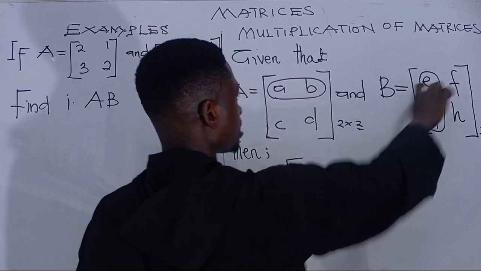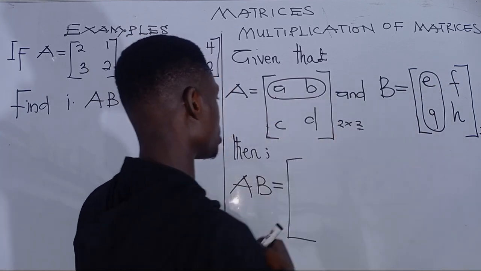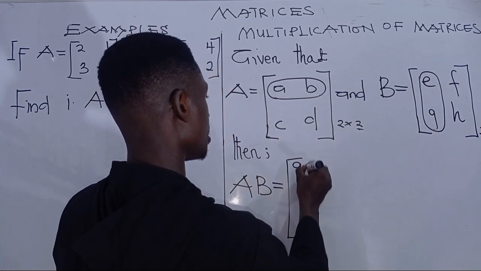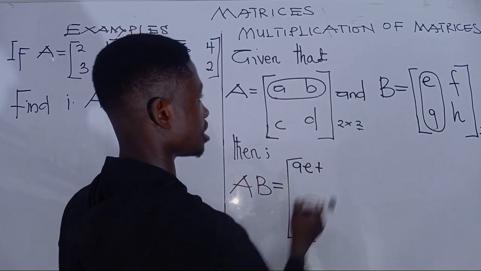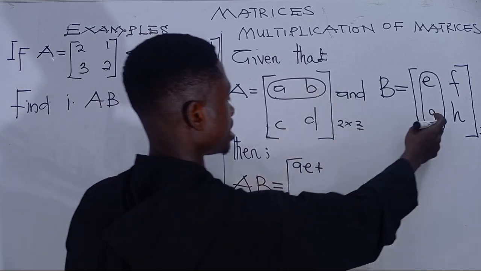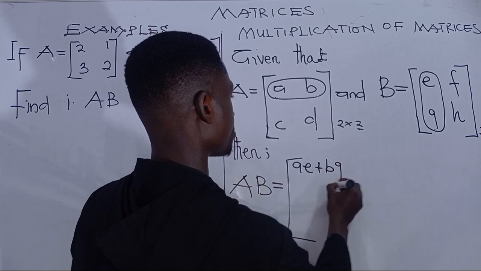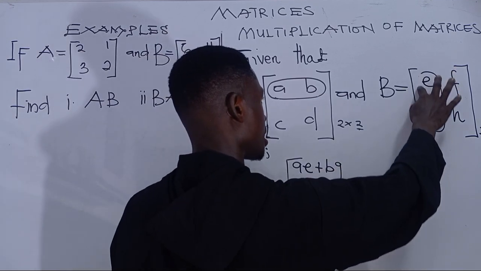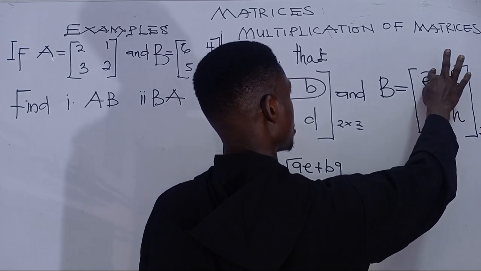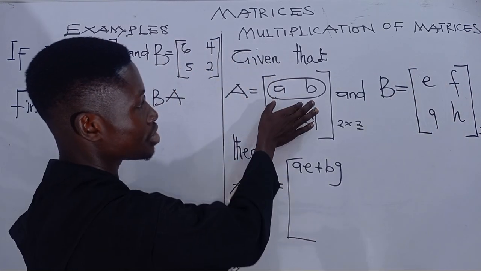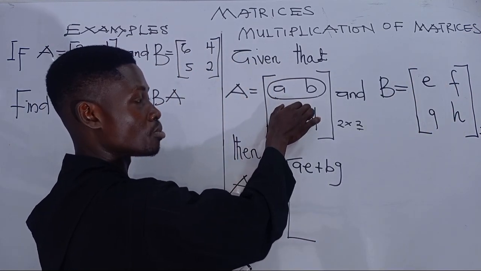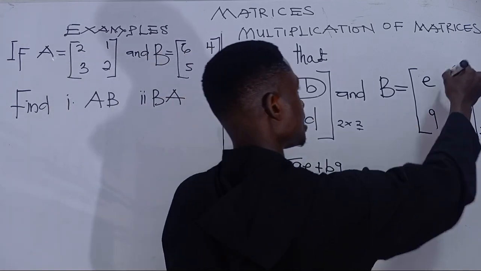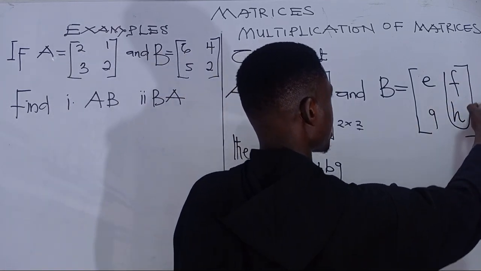We multiply this by that. So we have A times E give us what? AE. Then we bring our addition sign. B times G will give us what? BG. Now we are done with the first column. Now once we are done, we are going to use the same rule for the first column to multiply the second column of the second matrix.